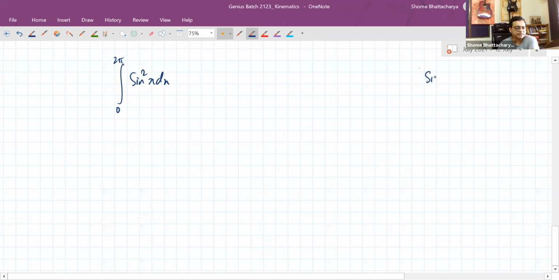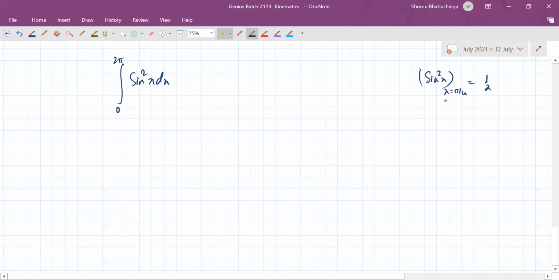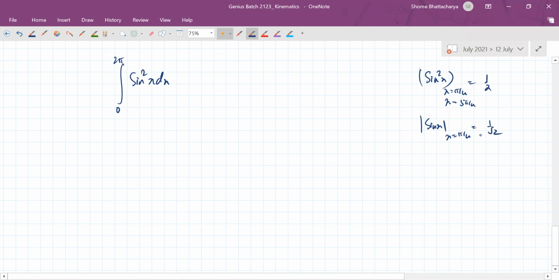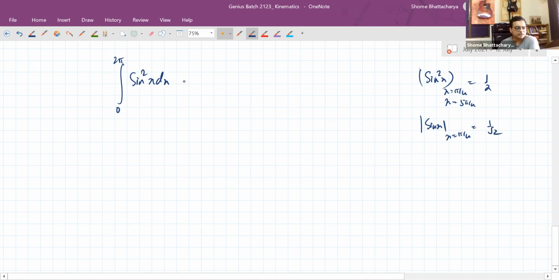See, the value of sine square x, for example, at x equal to pi by 4 is how much? It's half, no? At x equal to, let's say, 5 pi by 4 also, it's half. But the value of mod sin x at x equal to pi by 4 is 1 by root 2, no? Understood? So that's why the area comes out to be different.